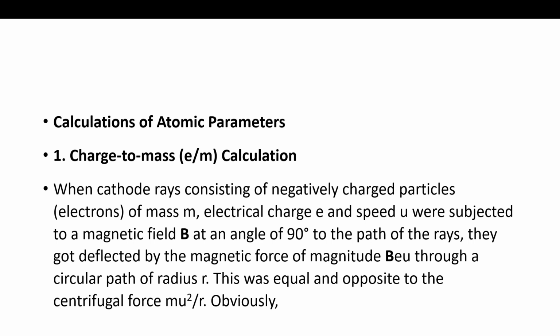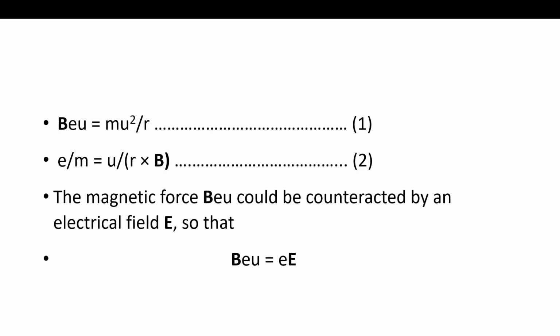Calculation of atomic parameters. First parameter, mass and charge, that is e/m, charge to mass ratio. This was calculated by J.J. Thomson. Considering the two opposite forces, when the path was provided with a magnetic field, deflection occurred. Here B represents the magnetic field, e is charge on the particle, u is its velocity, and mu squared over r is centrifugal force. Equating these two, e/m can be given in the form of u upon rB.